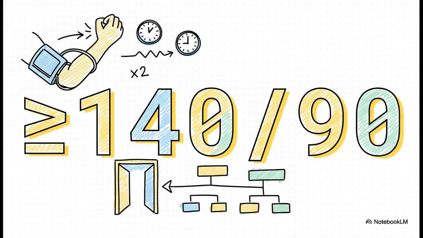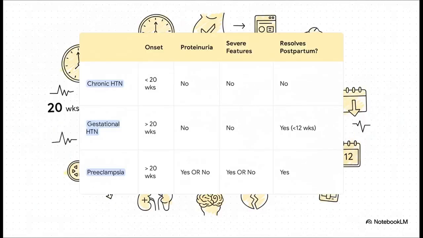And this isn't a one-time thing. You need to see this on at least 2 separate occasions, about 4 hours apart. This is your ticket into the entire diagnostic algorithm. So this table basically puts it all together. Chronic hypertension, that's your patient who had high blood pressure before 20 weeks.